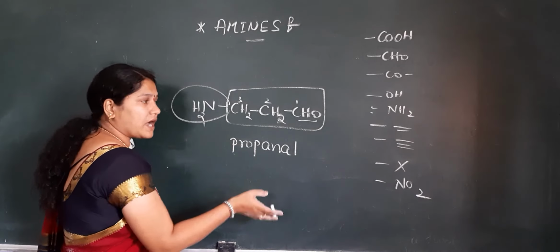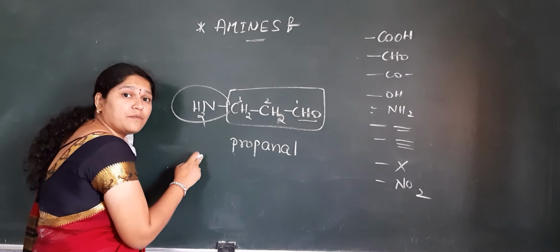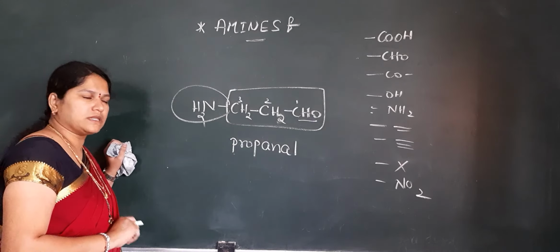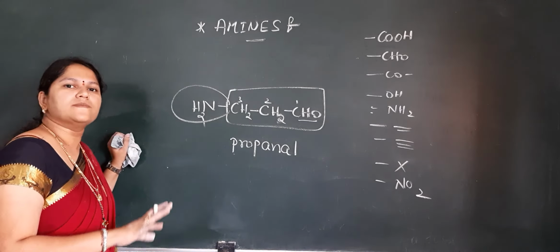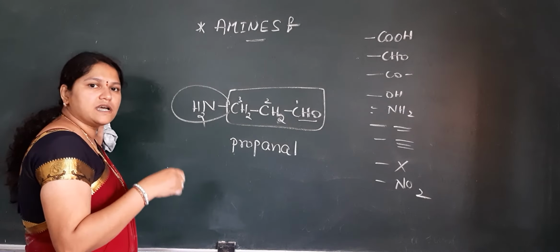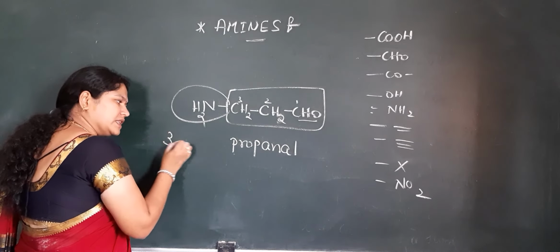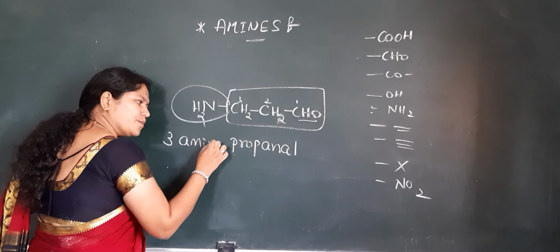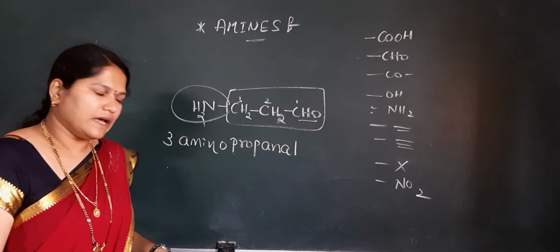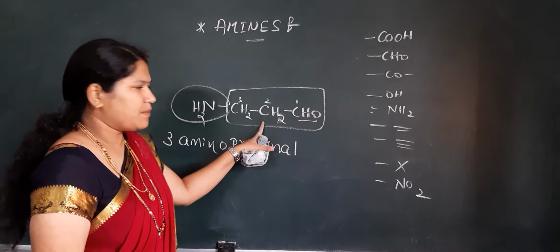It is over. Which is less reactive, therefore it should act like a prefix. The name of amine becomes amino. You have to take it as amino. Then what is the position? Third position. Therefore 3-amino-propanal is the name of this compound.